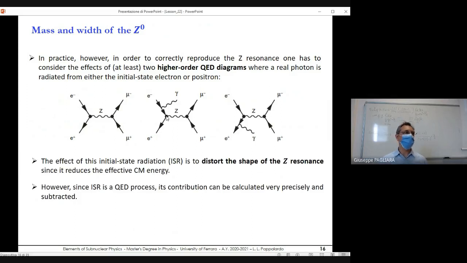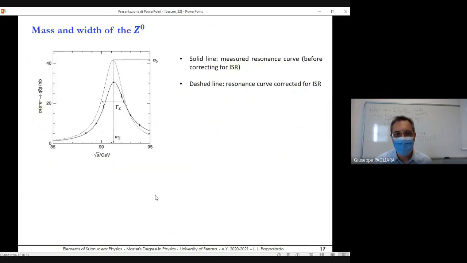So one has to correct your Breit-Wigner, in a sense, in order to take into account this higher order initial state effect. And the effect is actually to distort the shape of the Z resonance. That's why you want to correct for this. The good news is that it is a pure QED process, so it can be easily calculated in perturbative theory. And so this is now the result.